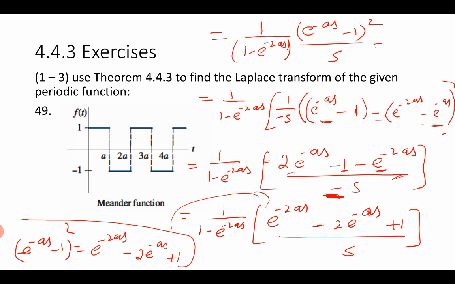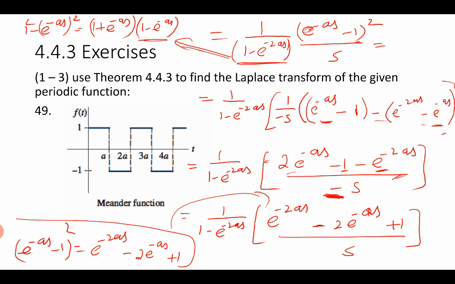The next step is (e^(-s) - 1) whole square. This term can be further simplified as (1 - e^(-s)) whole square, like 1 squared. So this can be written as (1 + e^(-s)) into (1 - e^(-s)). This term can be expanded this way, and this square term you can separate.